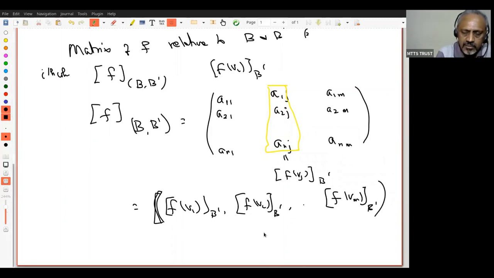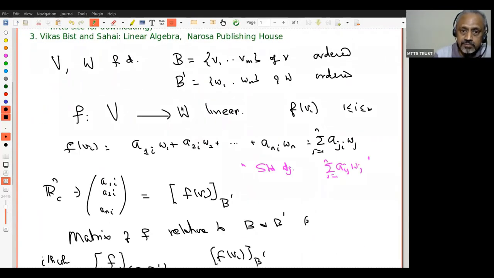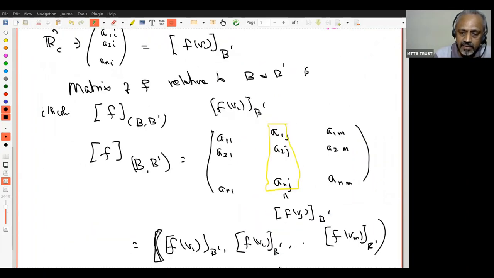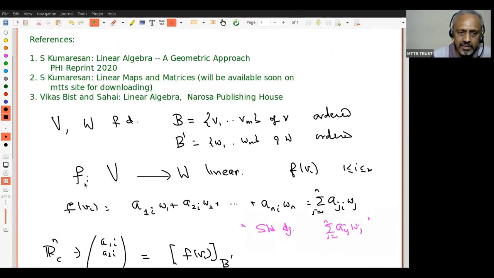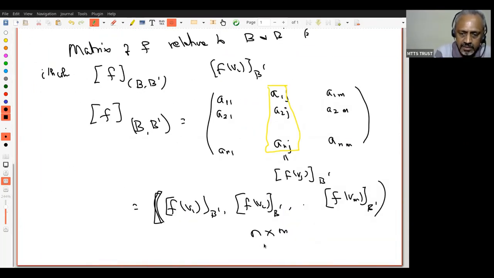So this is what kind of a matrix? It's an N cross M matrix, because each one of them, how many rows are there? N rows. What is N? N is the dimension of the codomain. And how many columns are there? F of V1, F of V2, F of Vm. Each one of them contributes a column. Right? So how many columns are there? M columns. What is M? M is the dimension of the domain. You see? Therefore, this is a dimension of codomain cross dimension of domain type matrix.